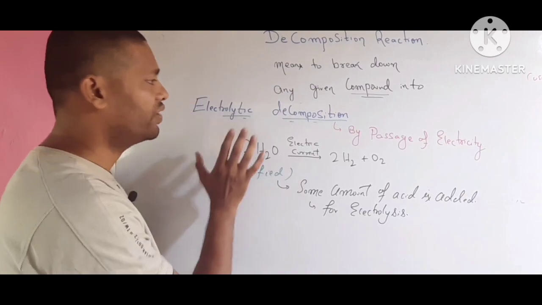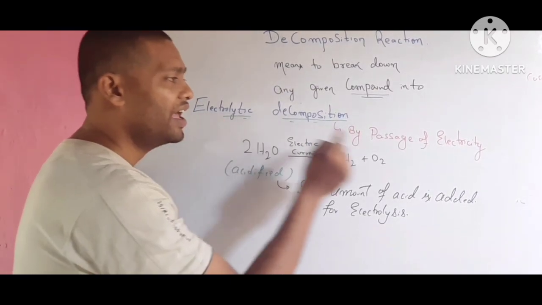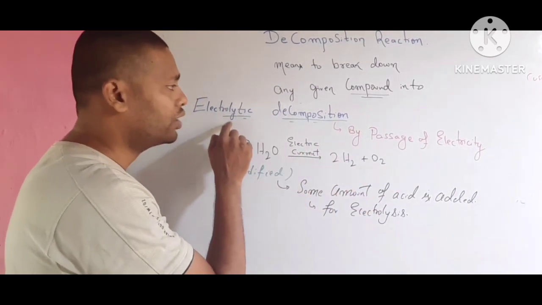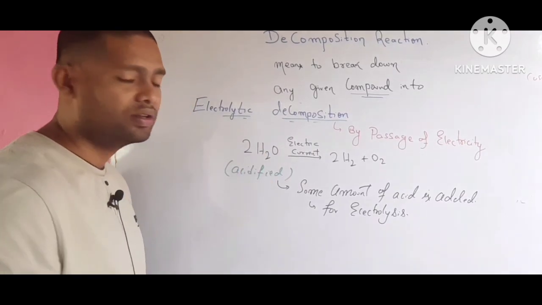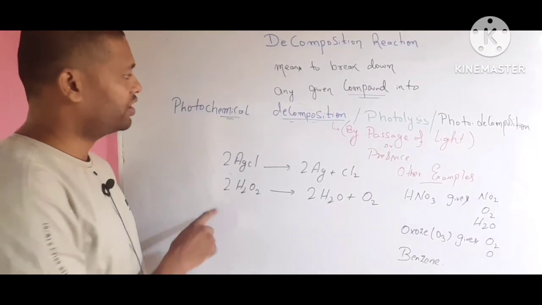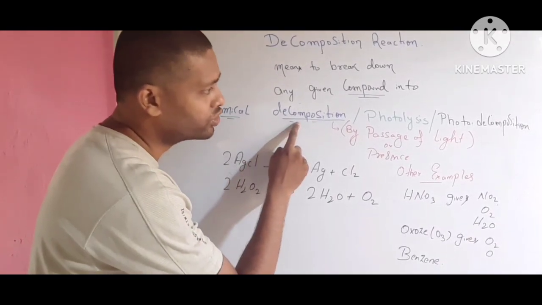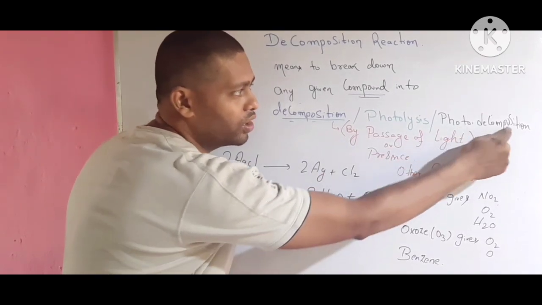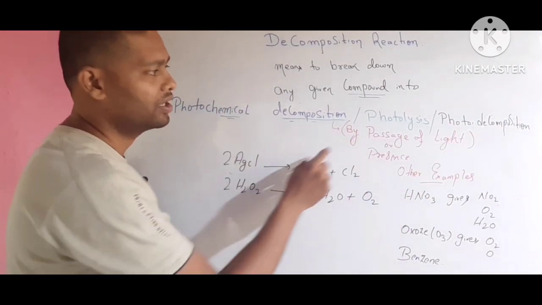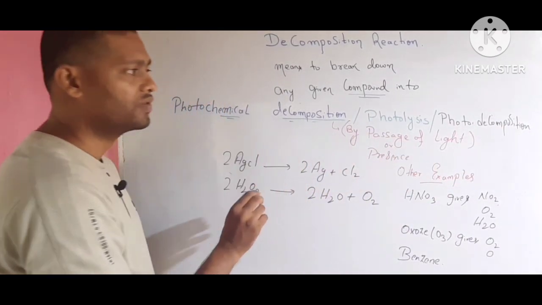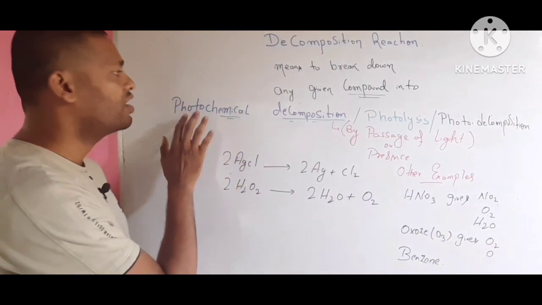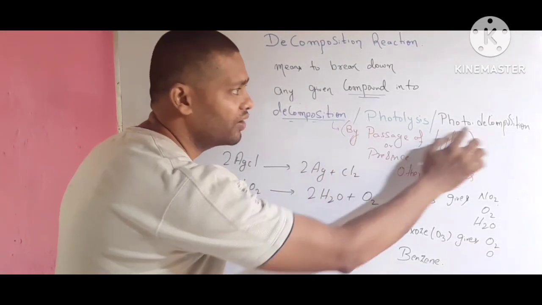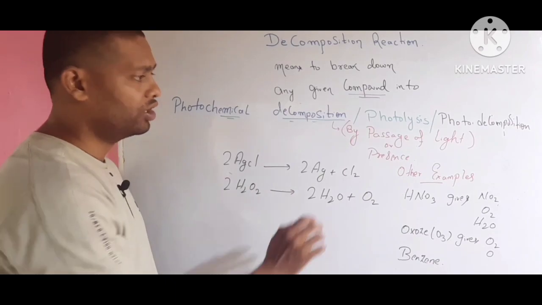So this is a reaction where we get decomposition by passing electric current or electricity, and that is known as electrolytic decomposition. Did you understand this one? So there you go, the next thing: photochemical decomposition, or photolysis, or photo decomposition. Photo means light, the passage or presence of light. So in the presence of light, any decomposition that takes place is known as photochemical decomposition, photolysis, or photo decomposition. Okay, so there should be light.